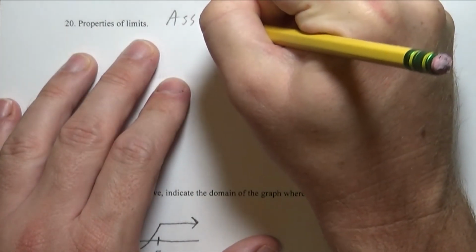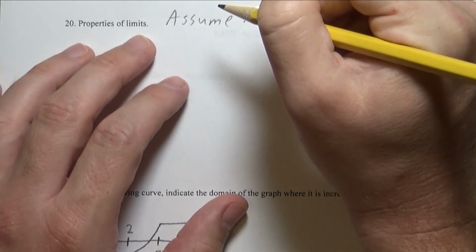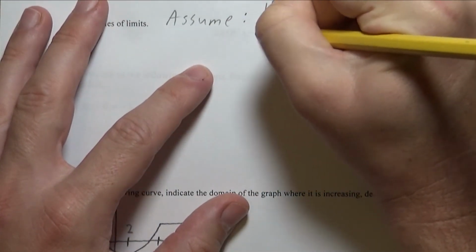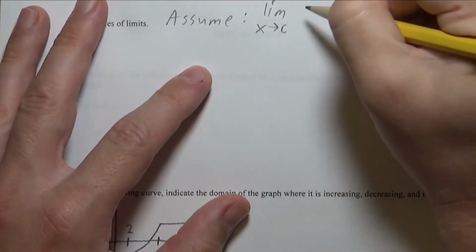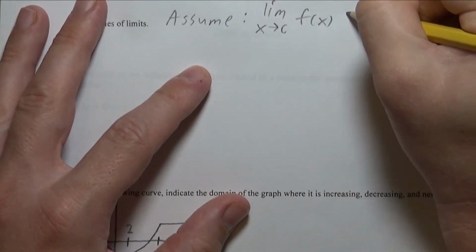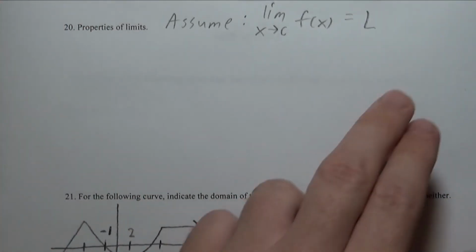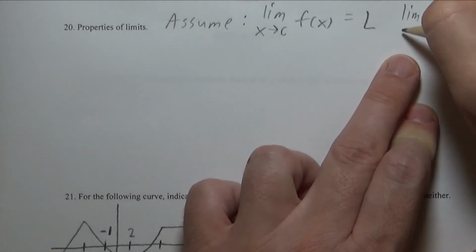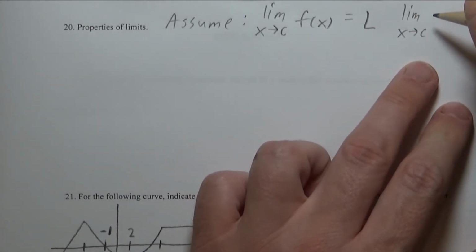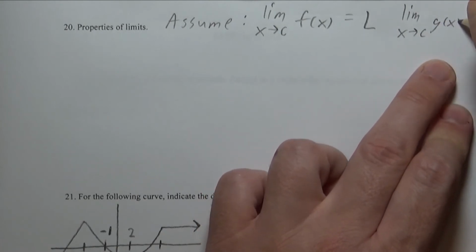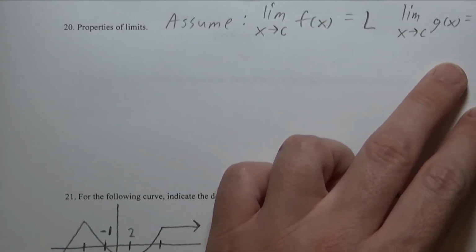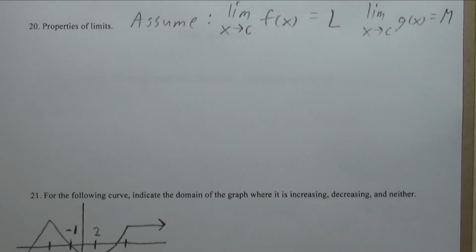We are going to assume the following: that I have a trend that as x gets really close to c for this function f, y gets really close to L. We're also going to assume that as x gets really close to c for another function, g, y gets really close to M. Awesome. So that is an assumption.